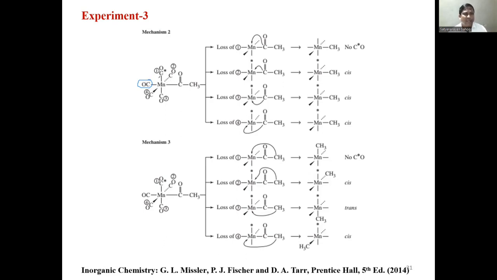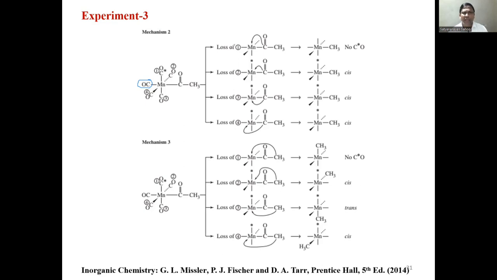So let us say we have taken the remaining 4 positions. We have numbered them clockwise. Let us say this is 1, this is 2, this is 3, and this is 4. We take this numbering for both mechanism 2 and mechanism 3. Remember, mechanism 2 is internal CO migration, and mechanism 3 is internal alkyl migration. So what we do is heat it. The CO is lost first. Then there is either carbonyl migration in mechanism 2 or alkyl migration in mechanism 3.